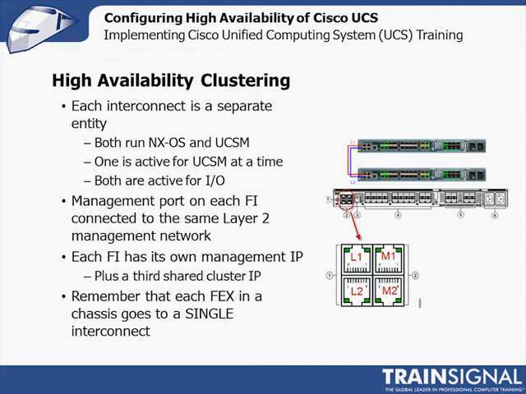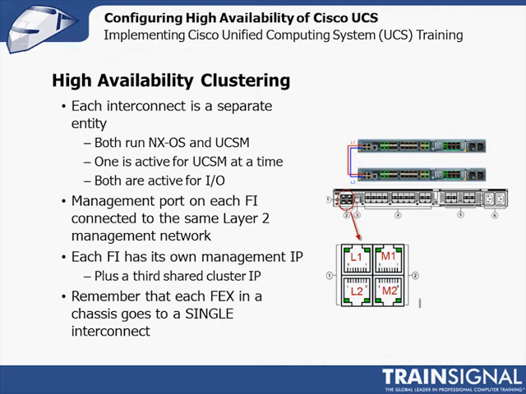The management port on each interconnect is connected to the same layer 2 management network. That's real important. You need to have them on the same layer 2 broadcast domain. Each interconnect has its own management IP, as we showed when we did the initial deployment, and a third shared cluster IP that floats to the primary interconnect.